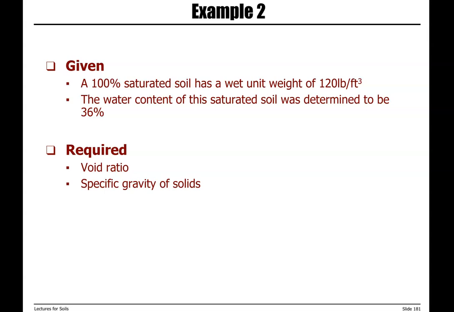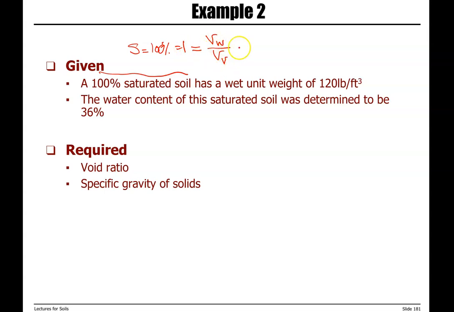Example number 2. We have 100% saturated soil. So 100% saturated means that S is 100% or 1, and degree of saturation is volume of water in void.